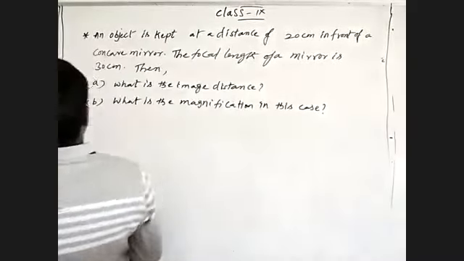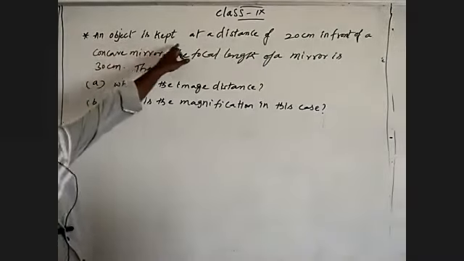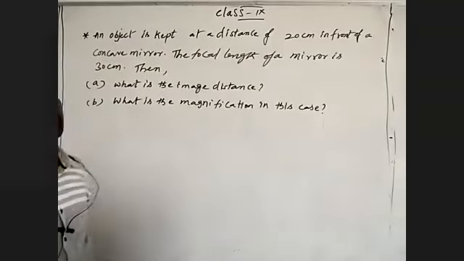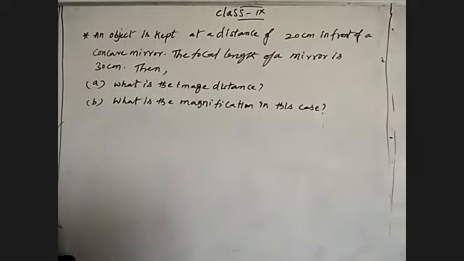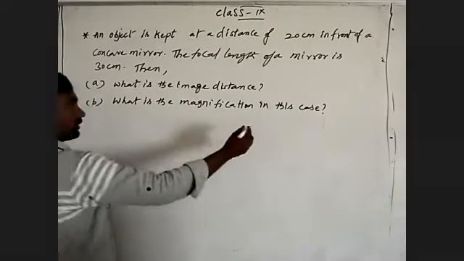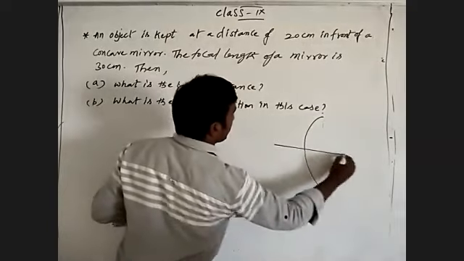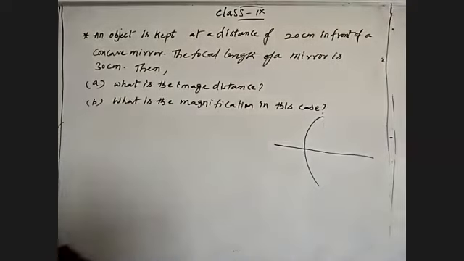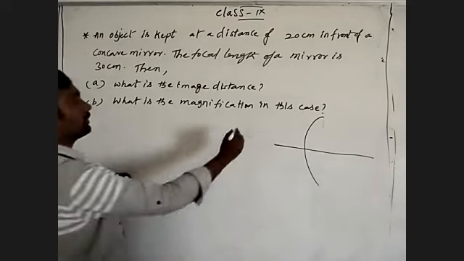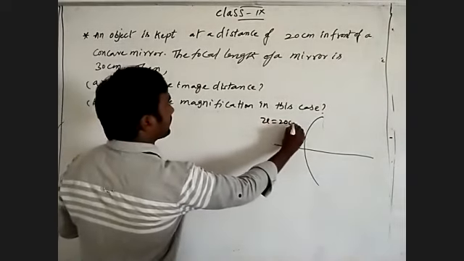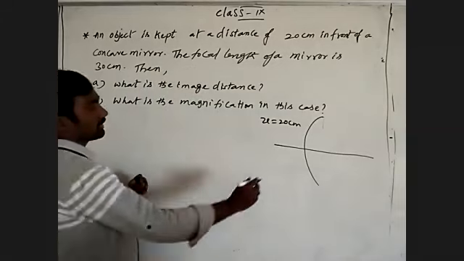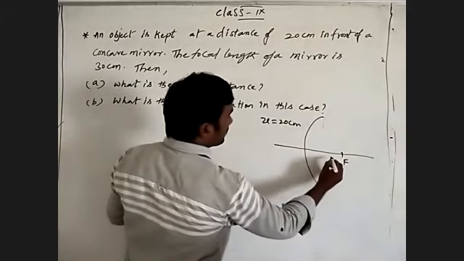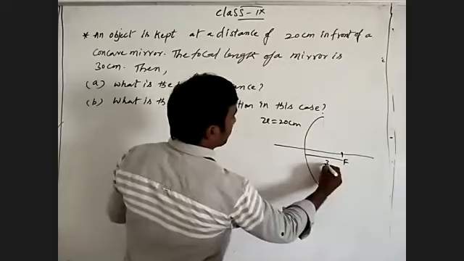See there, an object is kept at a distance of 20 centimeter in front of a concave mirror. So they're talking about a concave mirror with the object placed at 20 centimeter. Object distance they are giving is 20 centimeter, then focal length they are giving is 30 centimeter.